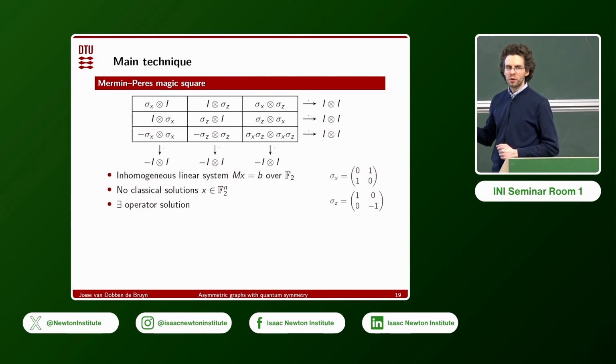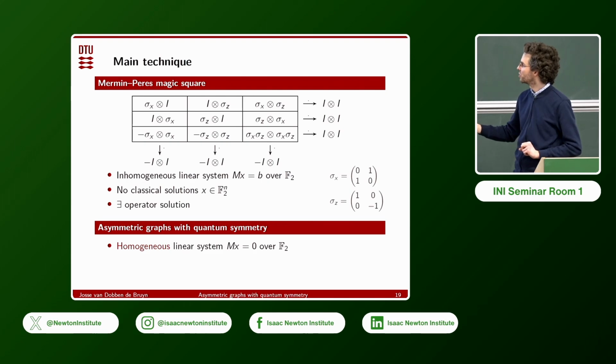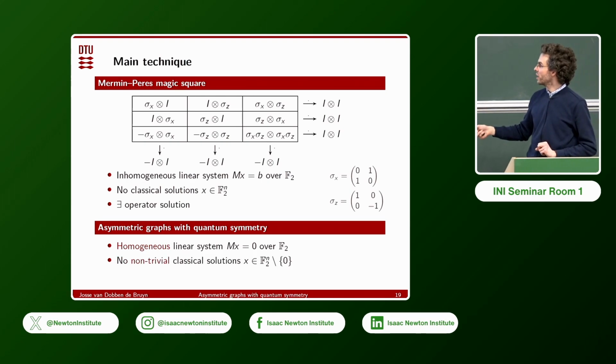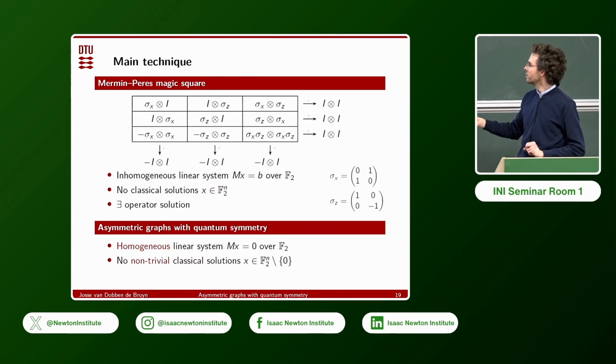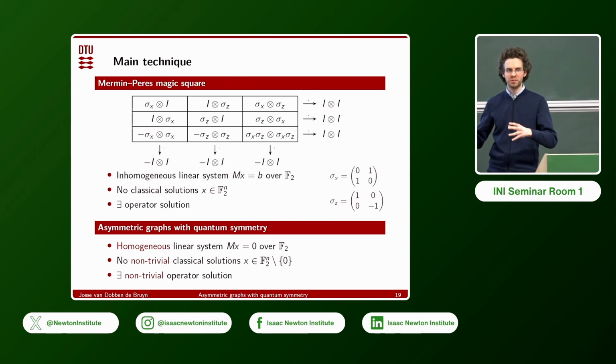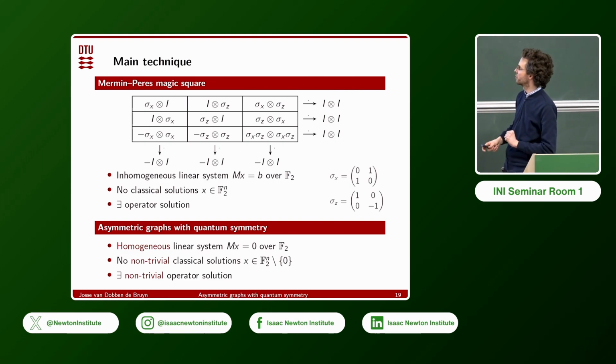Now we're going to do something similar, but with a twist. So instead of taking an inhomogeneous linear system, we now need to take a homogeneous linear system, Mx equals 0 over F2. And it's always going to have a trivial solution, but we want to find a linear system that has no non-trivial classical solutions, but there exist non-trivial operator solutions. And then from there we construct graphs in a similar way as before, and that will give us the asymmetric graphs with quantum symmetry.